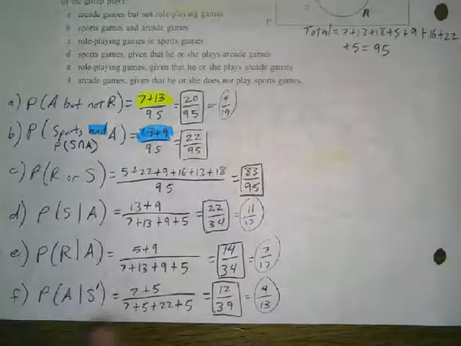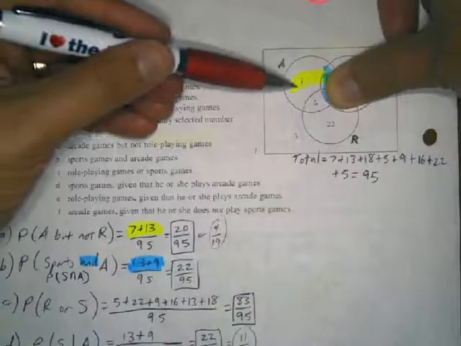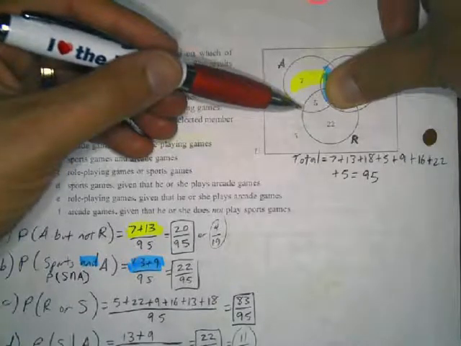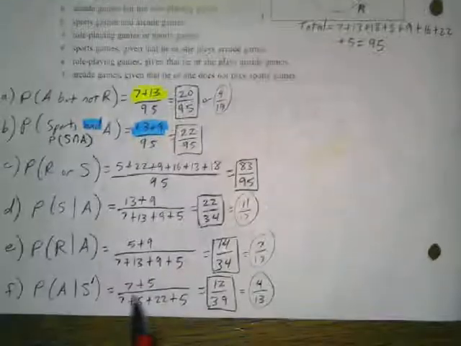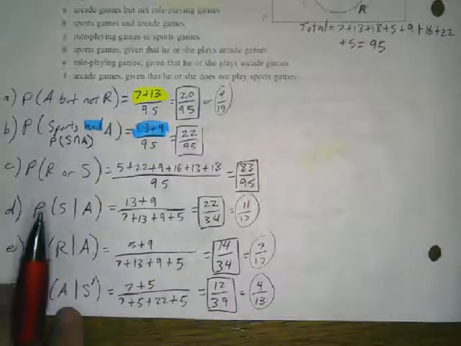Now the probability that they play arcade games is, from our picture, 7 and 5 are the arcade game playing people that don't play sports. Okay, you may want to hit pause and play this again for extra help.